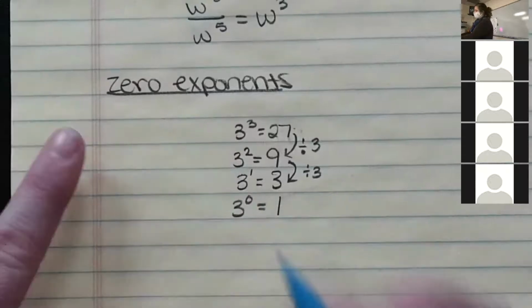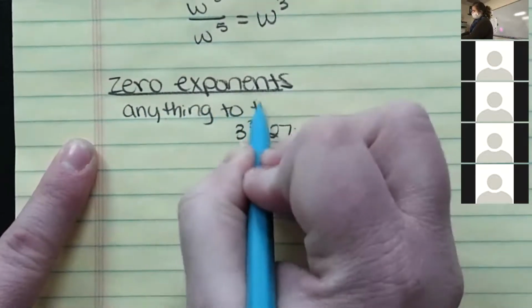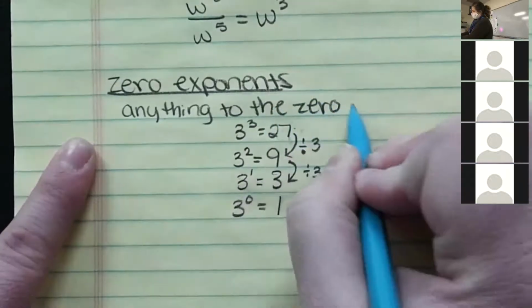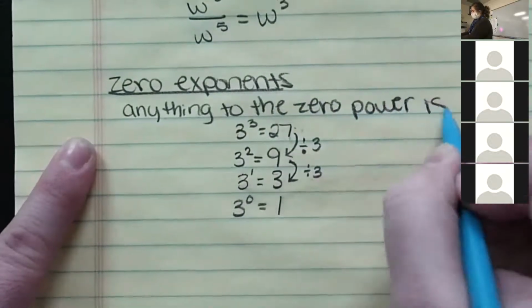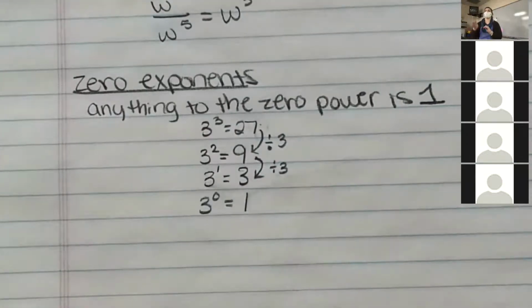So 0 exponents, anything to the 0 power is 1. Anything. So you could say 100 to the 0 power, your answer is 1. You could say 756,432 to the 0 power is 1. You could say x to the 0 power. What is that? 1. No matter what, anything to that 0 power is 1. Okay?